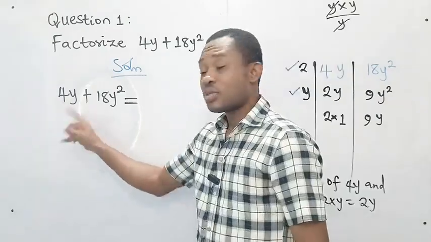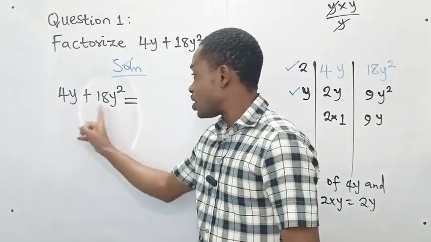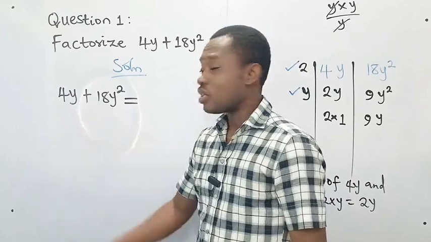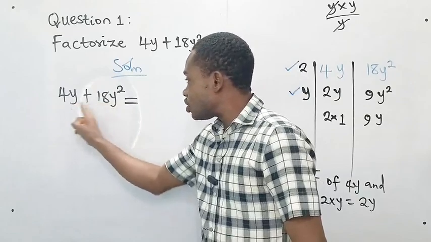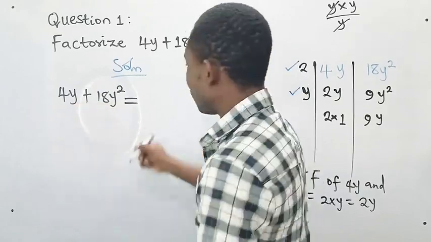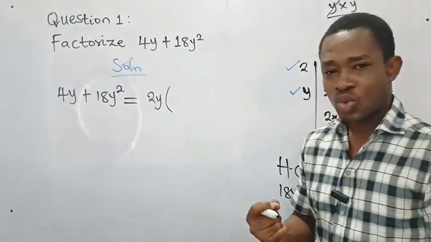For these two numbers, 2 is the highest number that can divide both of them. And if you consider y, the alphabet here, y is the only alphabet that is common to these two terms. And so if you factorize it, you have 2y. Pull it out. Pull out that 2y.